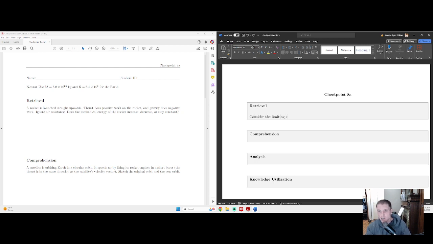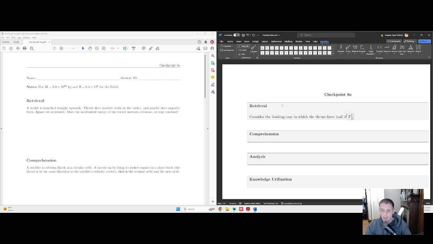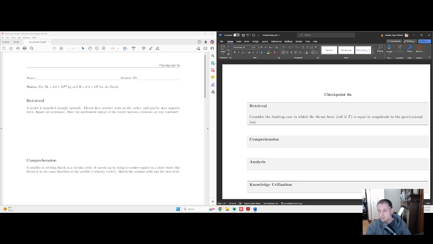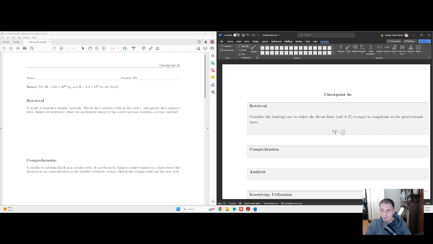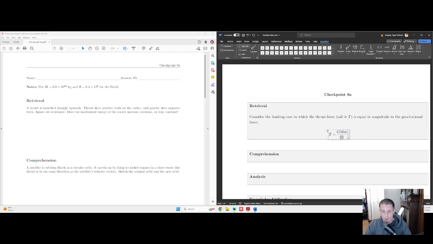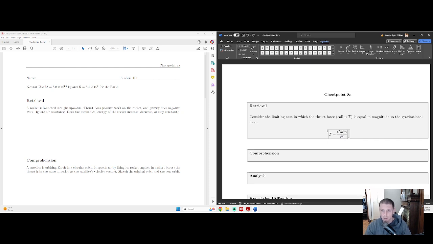consider the limiting case in which the thrust force, let's call it T, is equal in magnitude to the gravitational force. So what I'm saying is this, right? I'm saying the force of thrust is going to be G big M little m over little r squared. And so this varies with little r, and you have to be aware here that this little r is the distance from the center of the Earth to the center of mass of the rocket. And so initially, yes, this would just be a big R, but it varies because it's moving upward, and its distance from the center of the Earth is increasing. So we have this.